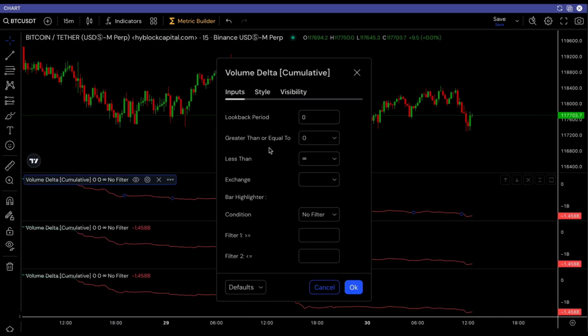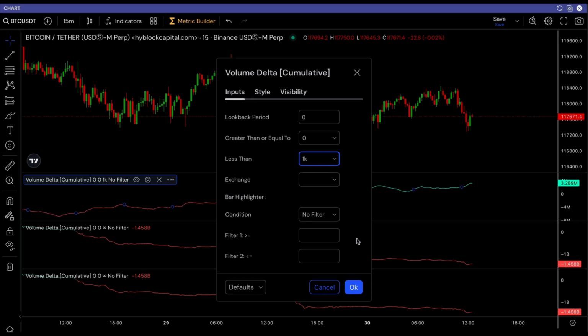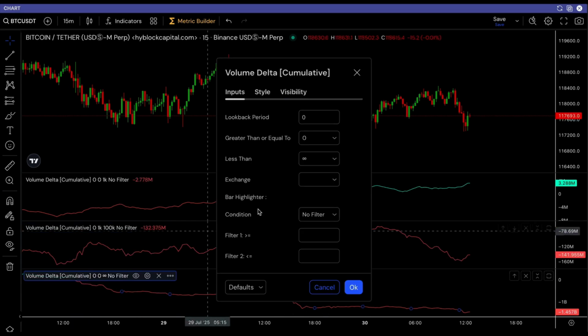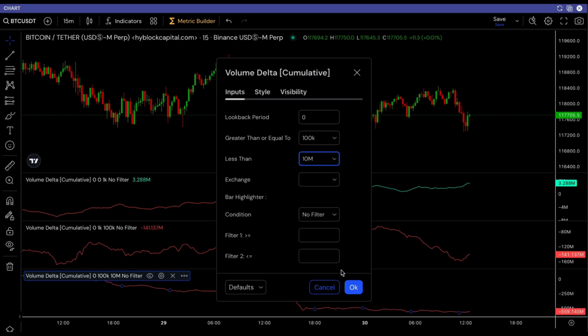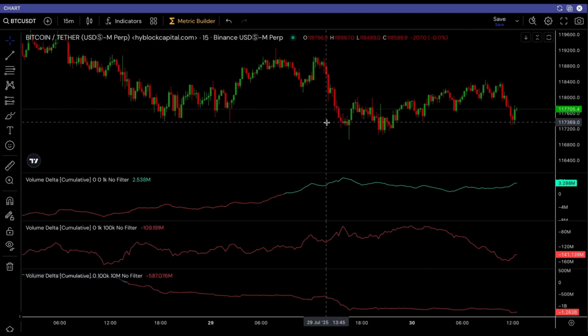Now, configure each one. For small trades, set the filter to show orders greater than 0 and less than 1K. For medium trades, use 1K to 100K. For large trades, set it from 100K to 10 million. Once set, you'll get a layered view of how each trade size group is behaving.